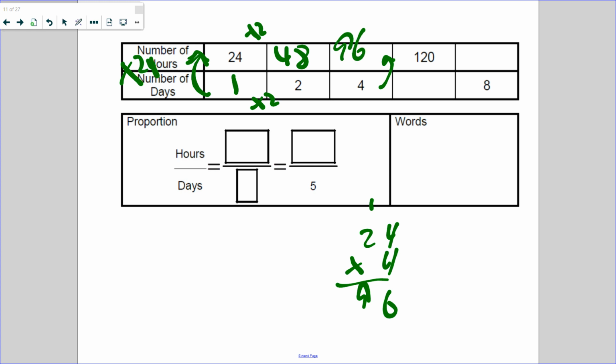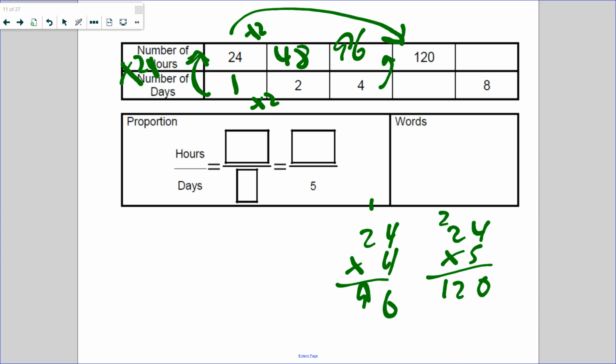Or maybe you prefer a sideways relationship. How many 24s go into 120? Well, we know 24 times 4 is 96. Let's try 24 times 5. Let's see if that's what. 5 times 4 is 20, carry the 2. 5 times 2 is 10, plus 2 is 12. So it is 5. And then how do you build 1 day to 8 days?